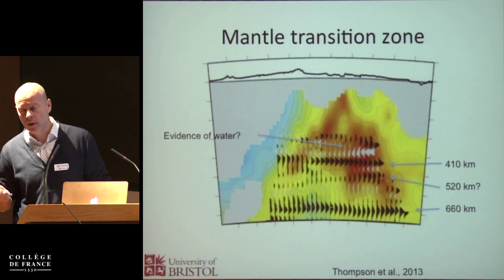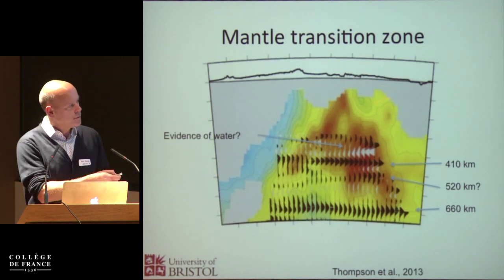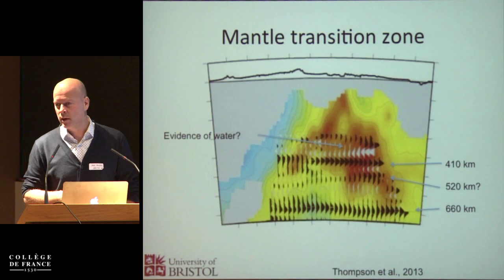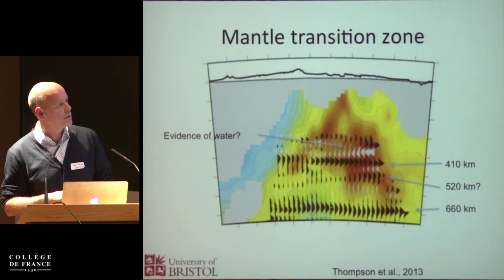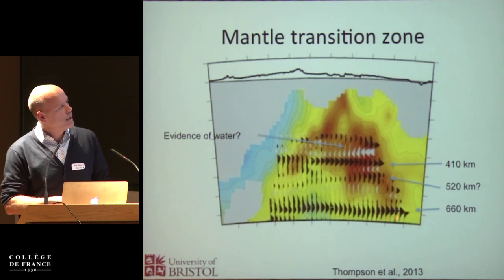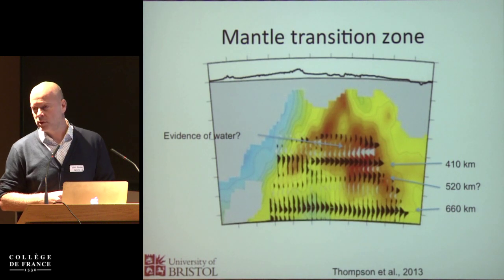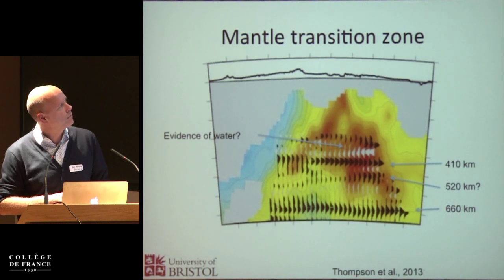So one idea, one interpretation, is that perhaps a plume has come through this area at some point. It's not there right now because it's not showing a thermal anomaly. It's brought water with it that's led to partial melting just above the 410.